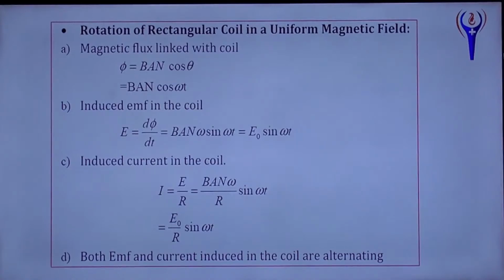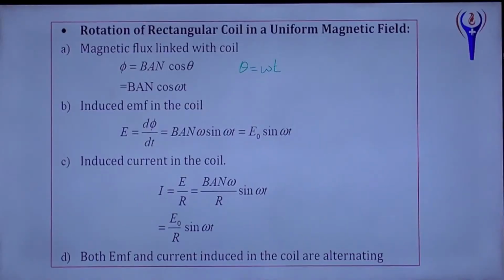Rotation of a rectangular coil in a uniform magnetic field. Magnetic flux linked with the coil phi equals B A N cos theta. B is the magnetic field, A is the area, N is the number of turns of the coil, and theta is the orientation of the coil. Theta equals omega t, where omega is the angular frequency. So phi equals B A N cos omega t, and induced EMF in the coil E equals minus d phi by dt, from Faraday's law.